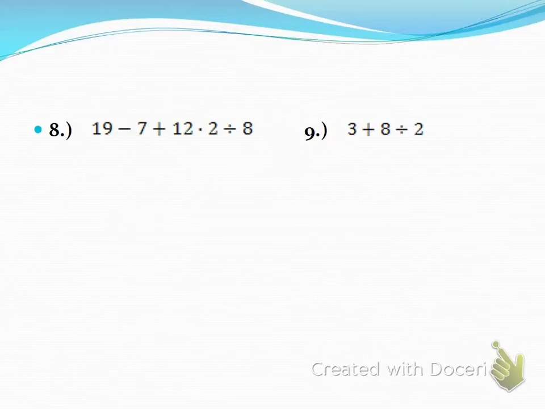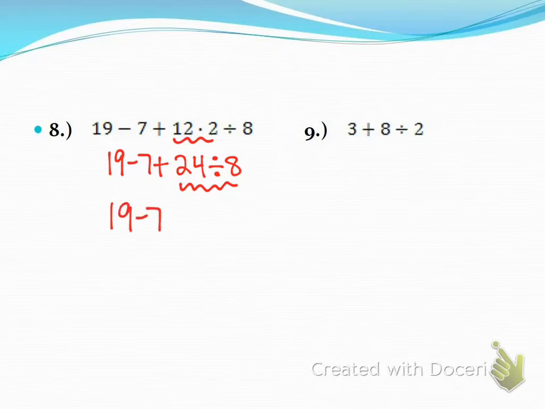What's the first thing we did? Andrew. Good. 12 times 2 should happen first. So everything else stays the same. 12 times 2 is 24. What happened after that? James? Good. 24 divided by 8. What is 24 divided by 8? 3. So notice that none of my operators changed as I'm doing this. Everything else stays the same except for the one piece that I'm changing.